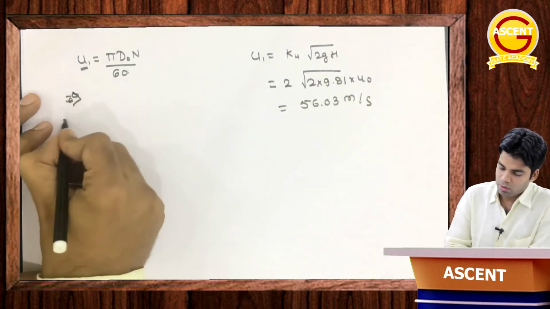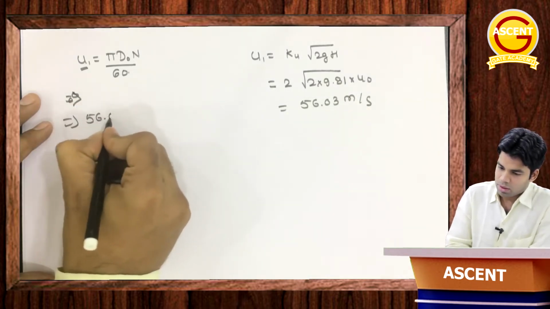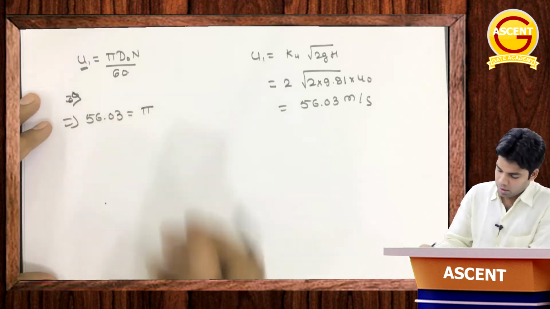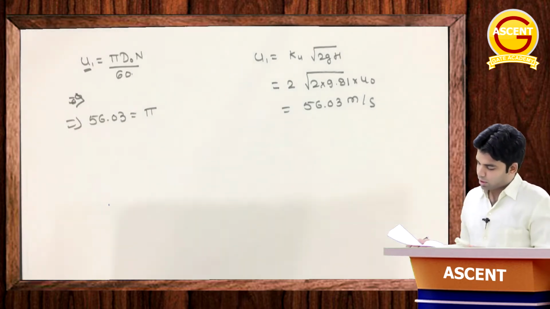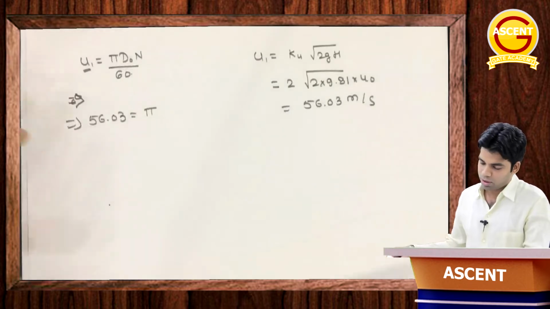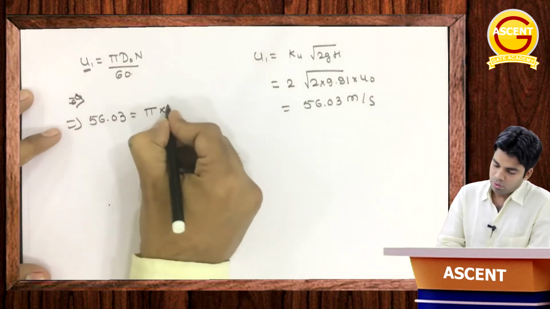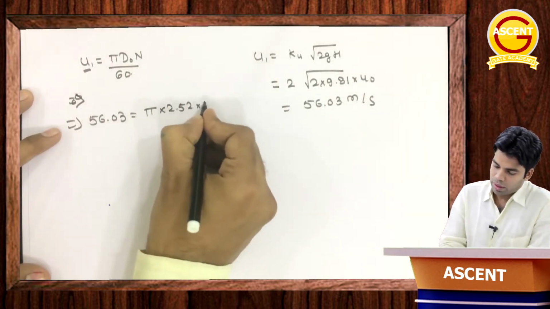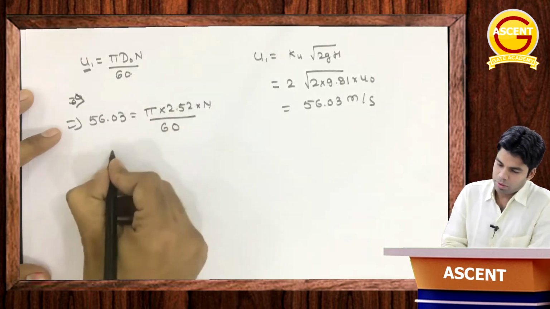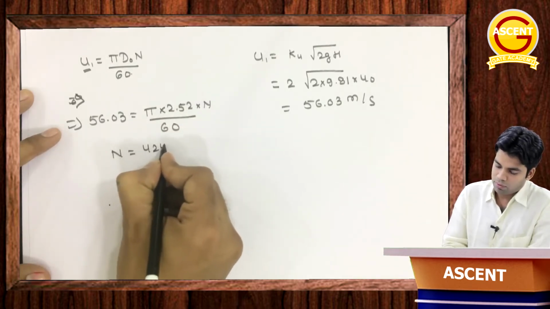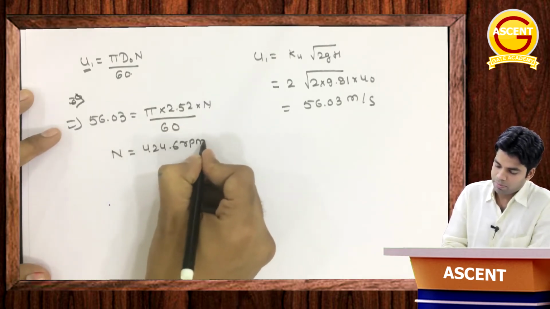Okay, so just put the value. So this will be 56.03 is equal to pi into d outer, which we have already determined, which is 2.52 meter, into n divided by 60. So from here this n will be equal to 424.6 rpm. Answer.